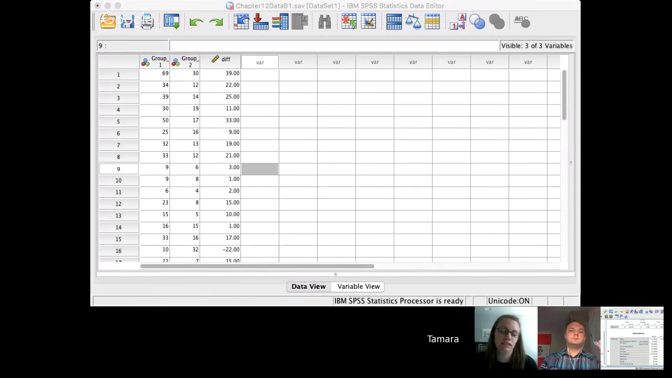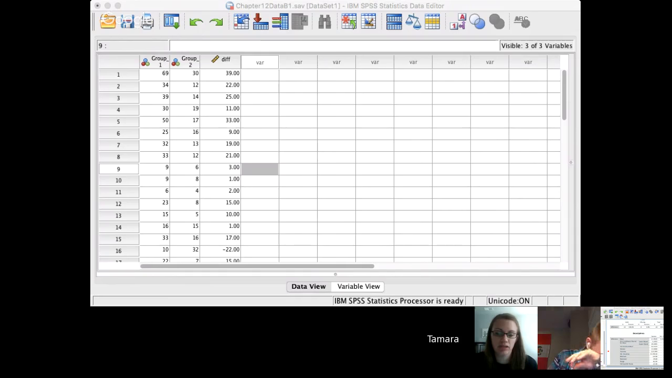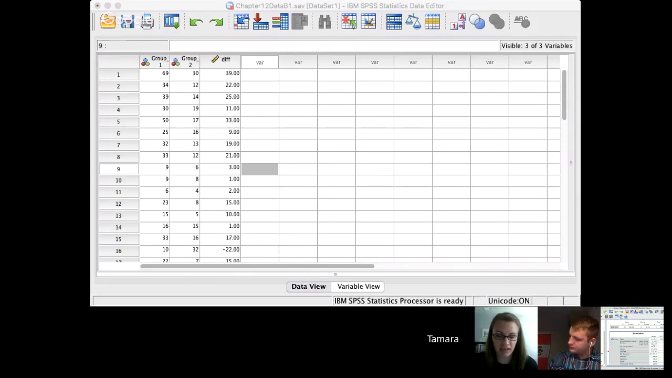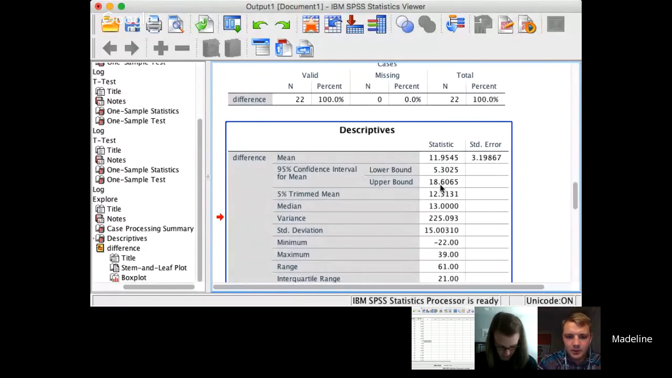Now 17, the margin of error, it does not calculate this for you. You need to take the upper limit and subtract your mean to find that difference. So that's for the margin of error. You have to take your upper limit.